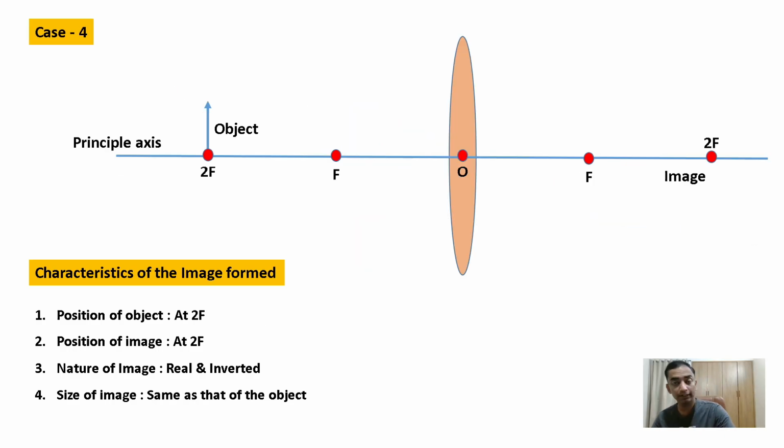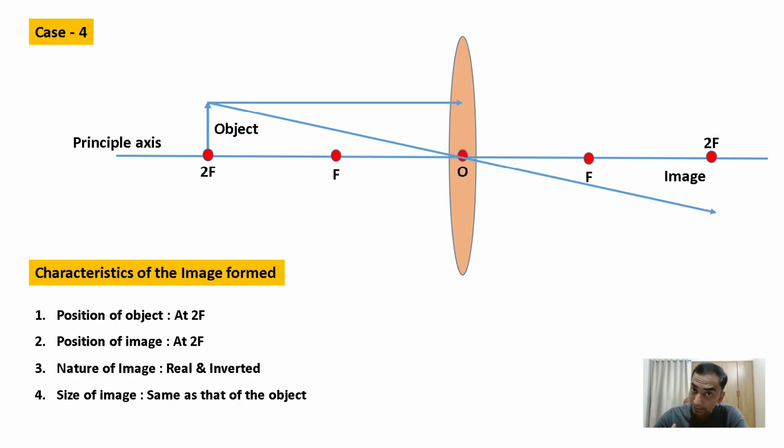So now let's move on to the next case where the object is at 2f. Now the first ray is going to pass through O, goes undeviated. The second ray is the incident ray, which is parallel to the principal axis. After refraction, it will pass through focus. And you can very well see that the image is formed of the same size as that of the object. And then that image is formed exactly at 2f.